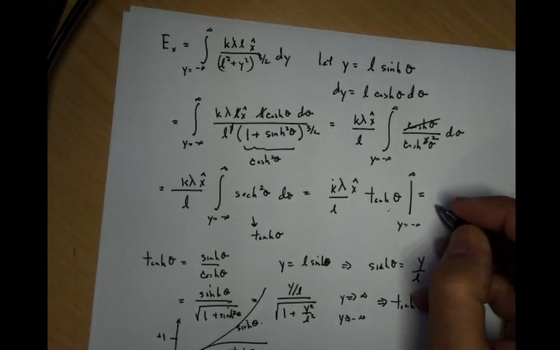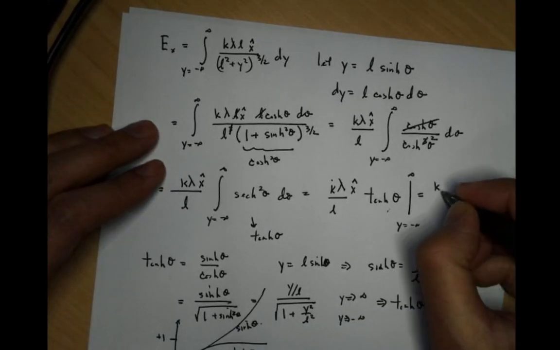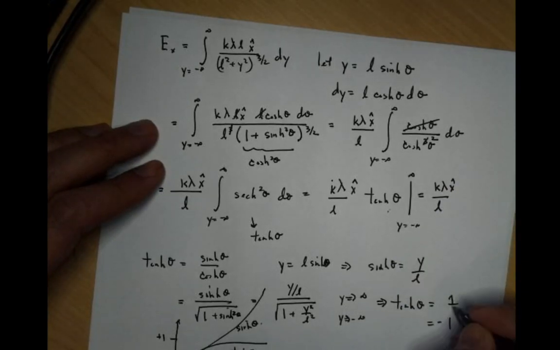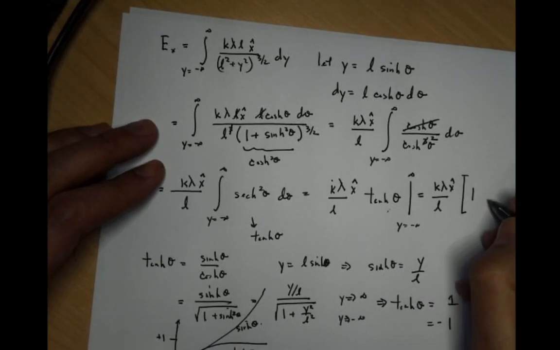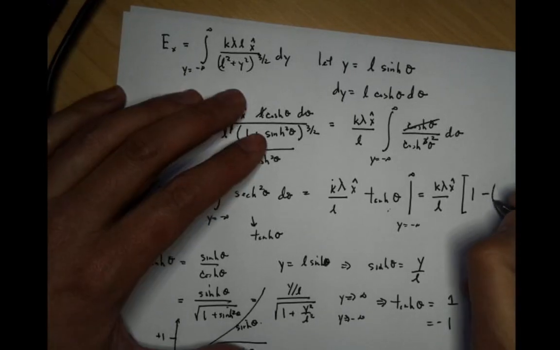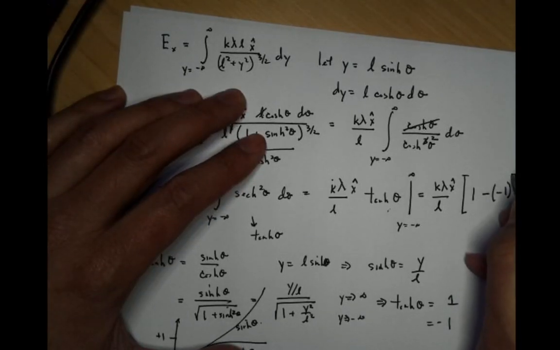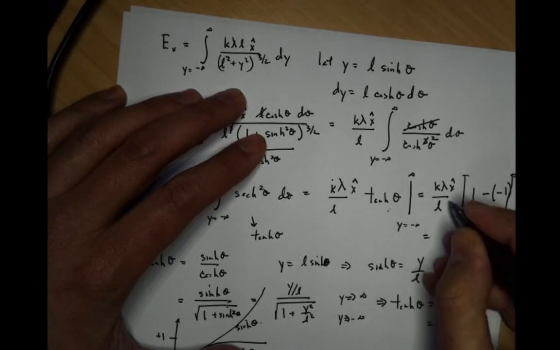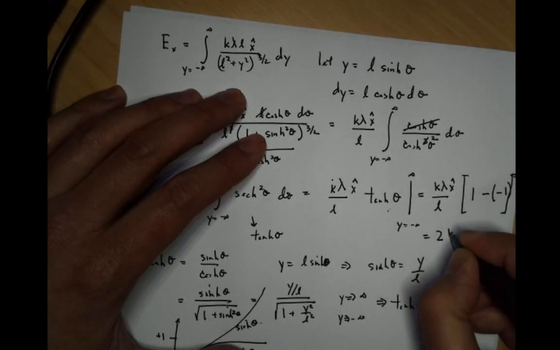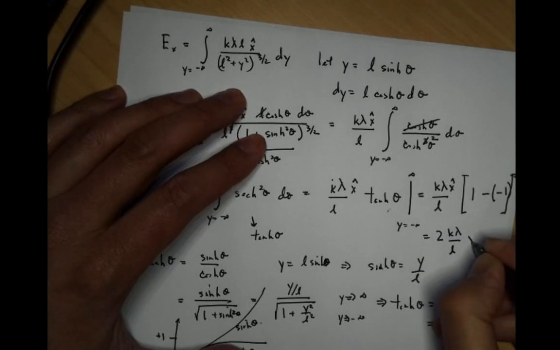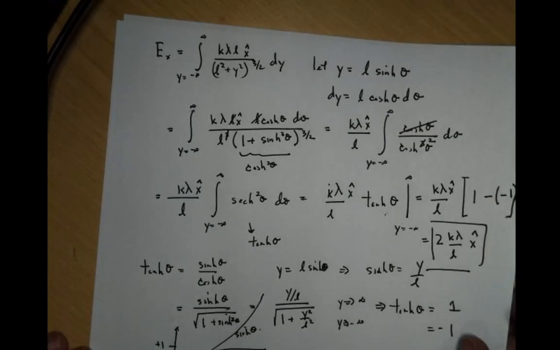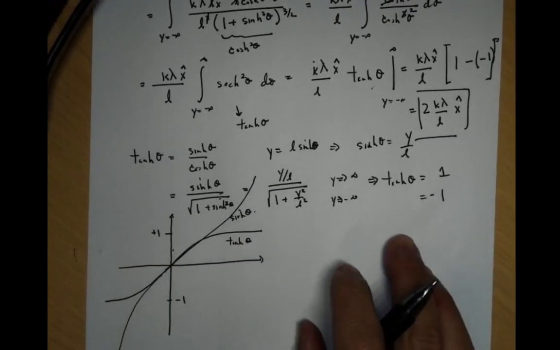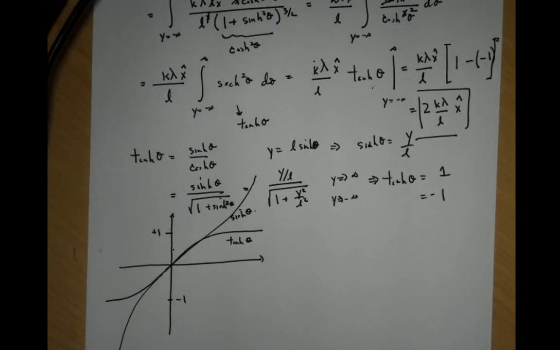And so we can literally plug this in now. K lambda x hat over L, and the first term is that y equals infinity. That's just 1. Minus y equals minus infinity, that's minus 1. So that comes out to be something simple: 2k lambda over L x hat. A beautifully simple result at the end.